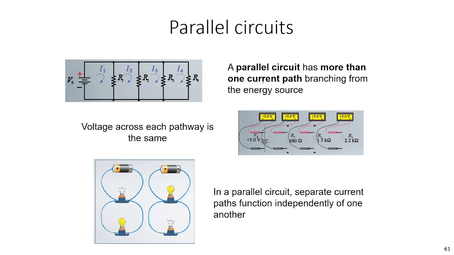So a parallel circuit has more than one current path, branching from the energy source like this. The voltage across each resistor is the same. So if you connect two lamps in parallel, if one lamp is broken, the other lamp can still be used. So in your home or in this building, we connect the equipment in parallel, right? Each receptacle or each plug we connect in parallel. All equipment in industry we usually connect in a parallel circuit.